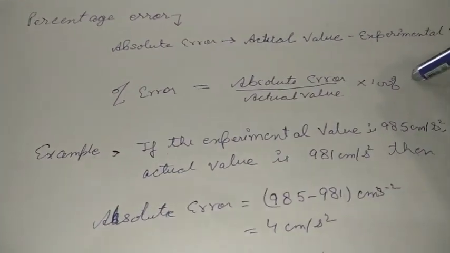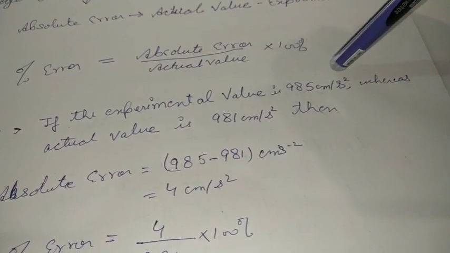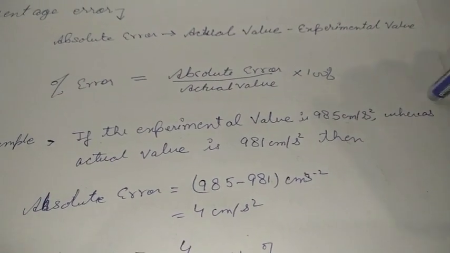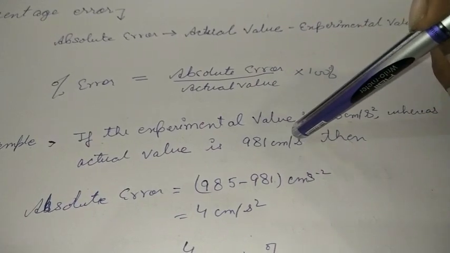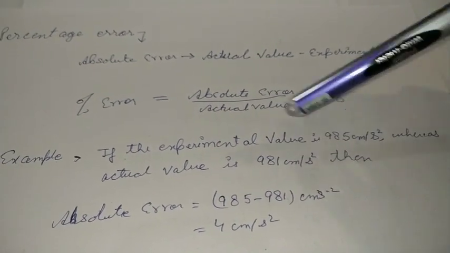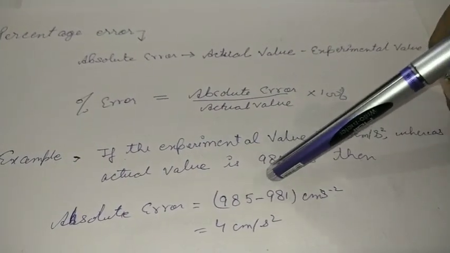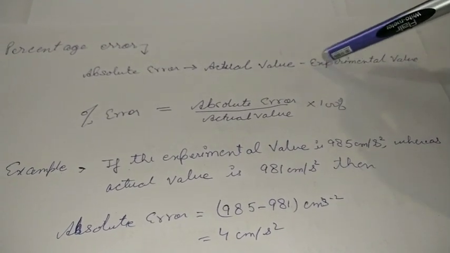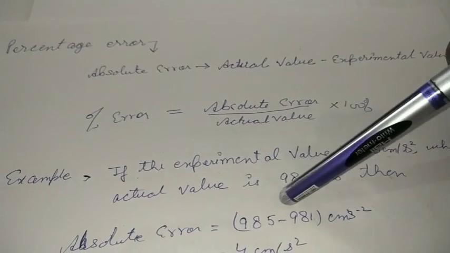To clear this up, let's take an example. If the experimental value is 985 centimeter per square second for an acceleration, let's say, whereas the actual value comes to about 981 centimeter per square second. Then first of all, the difference between them, that is the actual value minus the experimental value. The difference between them over here will be 985 minus 981.